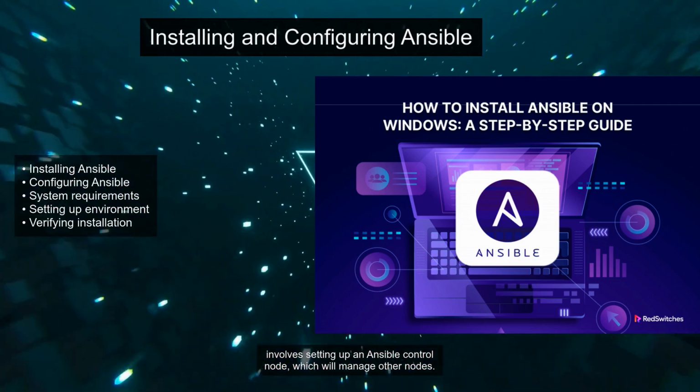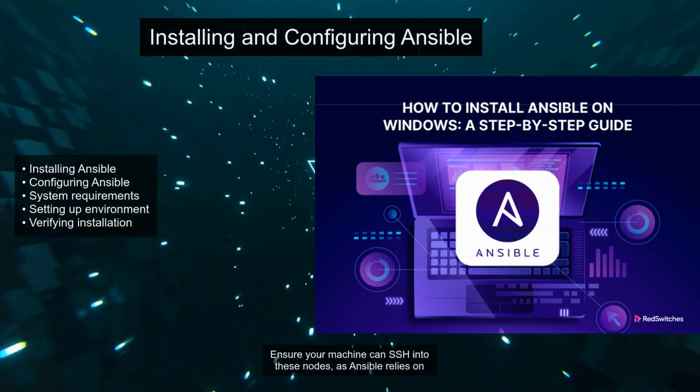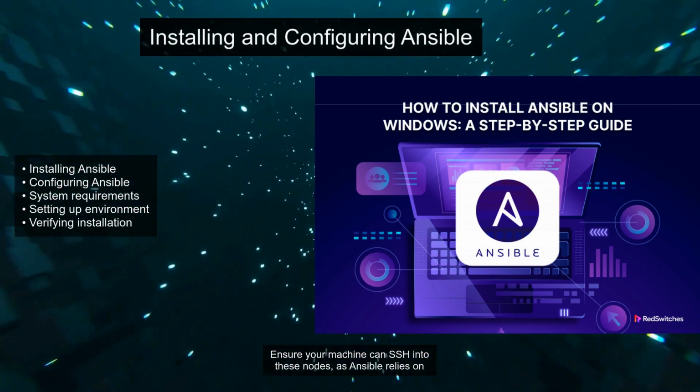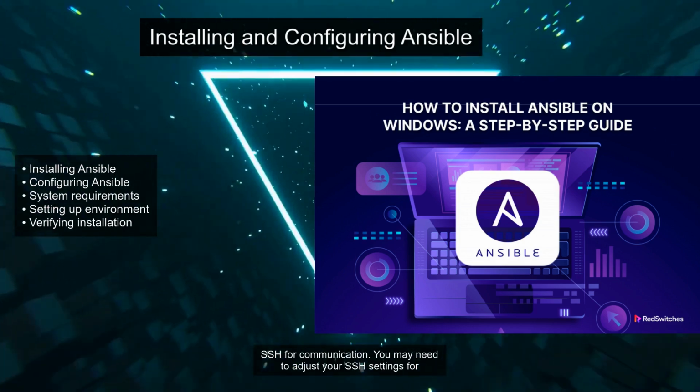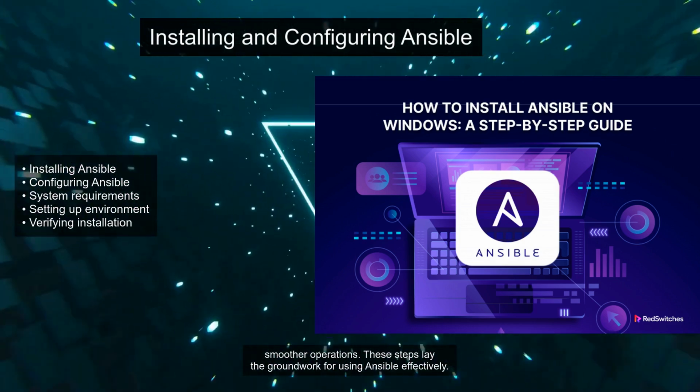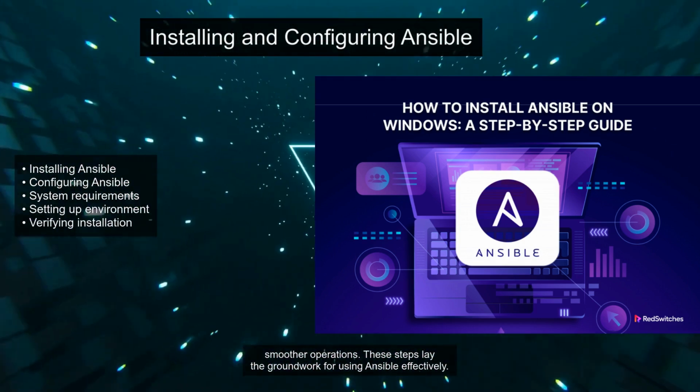Configuration involves setting up an Ansible control node, which will manage other nodes. Ensure your machine can SSH into these nodes, as Ansible relies on SSH for communication. You may need to adjust your SSH settings for smoother operations. These steps lay the groundwork for using Ansible effectively.